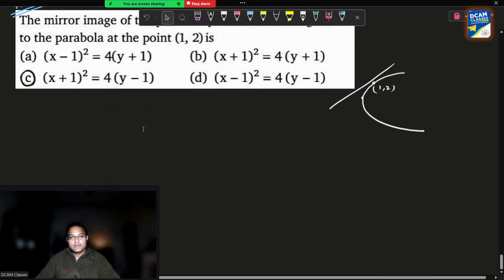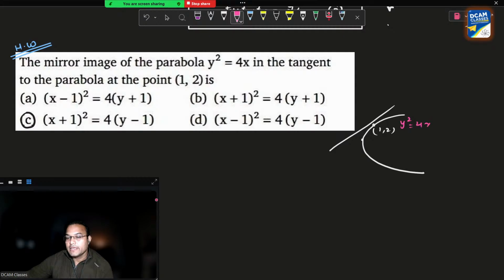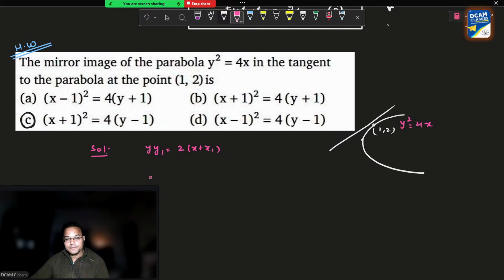Okay. See, the mirror image of the parabola y square is equal to 4x. The tangent to the parabola at (1, 2). First, let's draw the tangent. The equation of tangent will be y y1 is equal to 2 into x plus x1. That's how we find it.